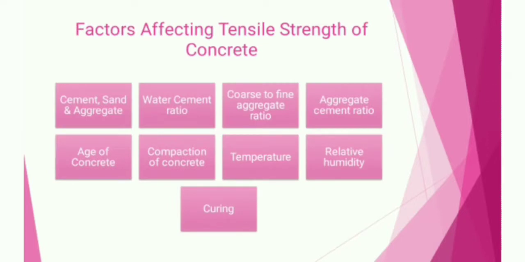Factors affecting tensile strength of concrete: cement, sand and aggregate, water-cement ratio, coarse to fine aggregate ratio, aggregate cement ratio, age of concrete, compaction of concrete, temperature, relative humidity, curing. For cement, provided the cement conforms with the appropriate standard and has been stored correctly. Tensile strength of concrete depends upon the quality of aggregate, shape and its texture.